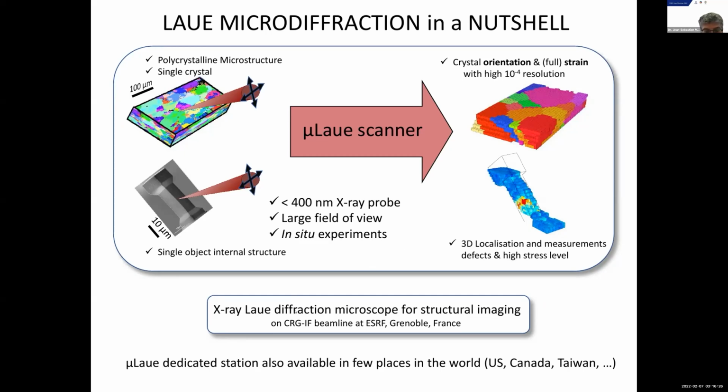Okay, so this technique is available in France at the ESRF, but also in the US. There are two beamlines in Chicago, in ALS and APS. One beamline in Canada and also a new one in Taiwan.